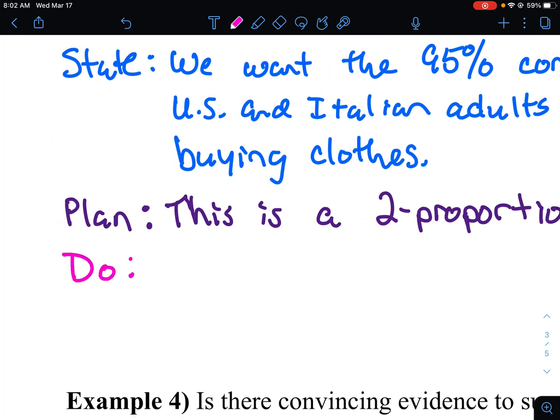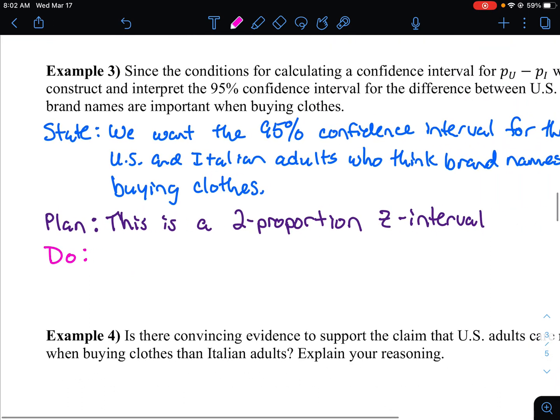Okay, so next would be the do step. And that's going to be p hat 1 minus p hat 2. So from the Skittles example at the beginning, or I'm sorry, that's not the Skittles example.